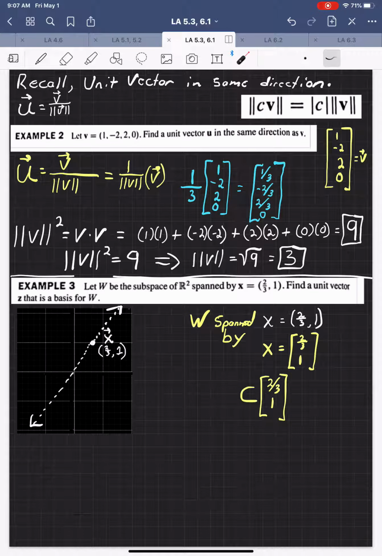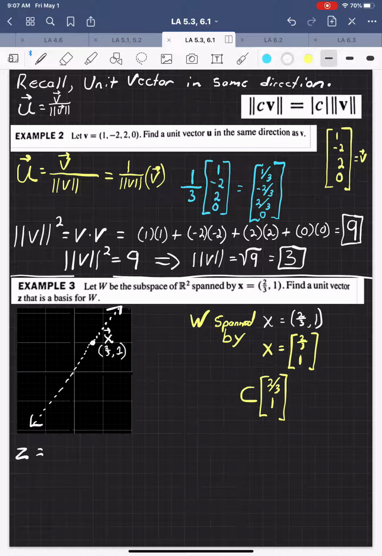Now, what are we asked? What is asked of us? Well, we want to find a unit vector. Now we're going to call that z this time instead of u. We're going to find a unit vector that is a basis for W. Oh, okay, wait a minute. So a unit vector that is a basis for W. Okay. So let's proceed. So z equals, that's what we want.